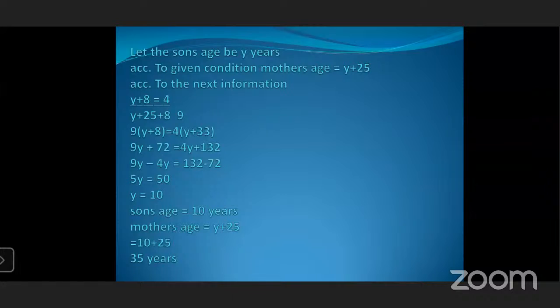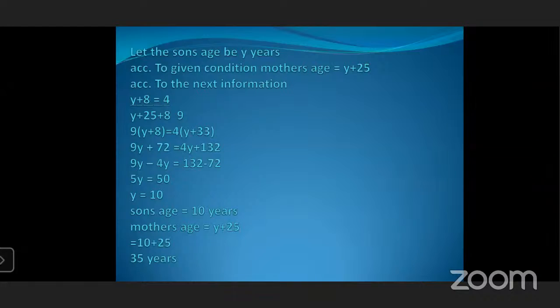Now 9 into y plus 8 into 4 into y plus 33. 9y into 9 into 8, 72, is equal to 4y plus 33 into 2, 132. 9y minus 4y is equal to 132 minus 72. 9y minus 4y will give you 5y. 132 minus 72 will give you 60. So 5y is equal to 60. y is equal to 10.